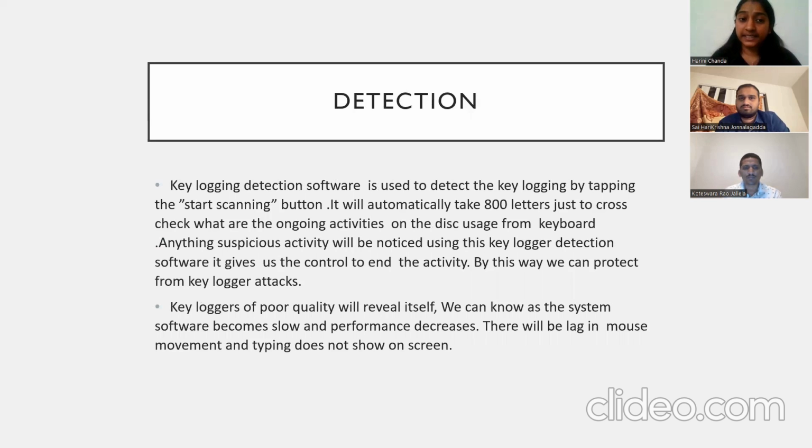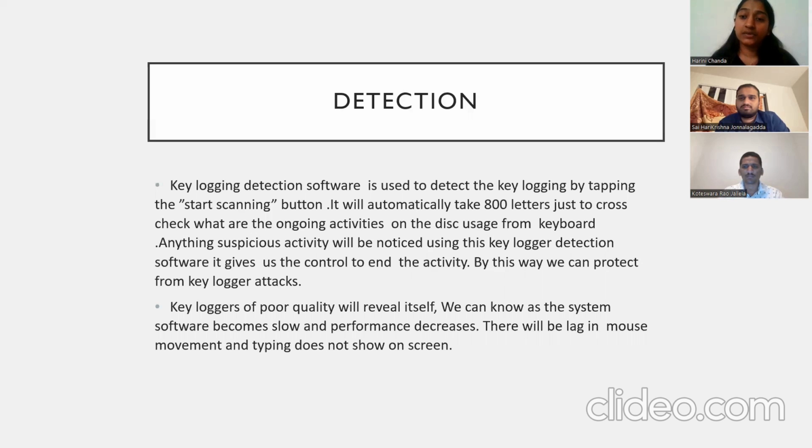So how it's detected is by clicking on the start scanning button, and it will automatically take the 800 letters just to check the ongoing activities on the user's monitor. Anything suspicious which is not happening on the user's monitor, which he is not aware of, is considered suspicious. By seeing that, we can end that activity. So this is a way we can protect from keylogger attacks.